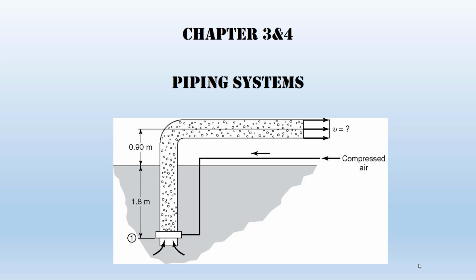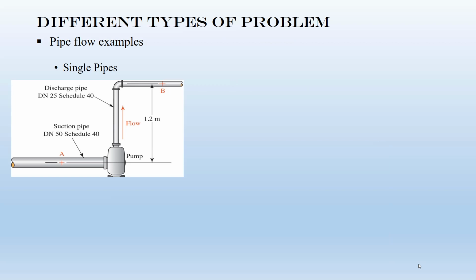Let's continue chapter 3 and 4 of Jonah textbook for the piping system. Actually, in this chapter and chapter 5, we will go over three different types of projects or questions for the piping system. The first one is single pipes. So we just studied a single pipe. You already learned about this part in fluid mechanics. However, here you just learn some new methods to analyze single pipes.